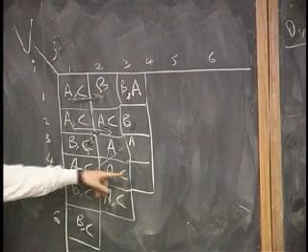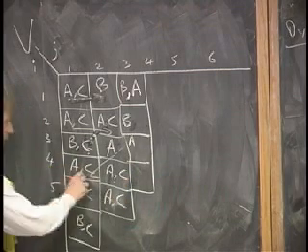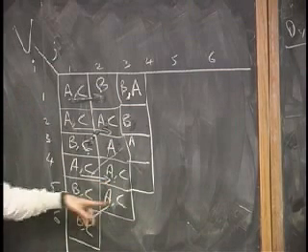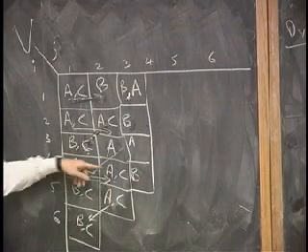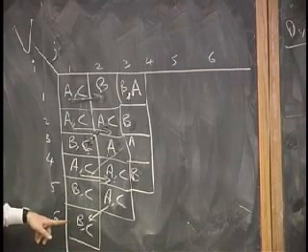Finally, this one, go to the left, go down diagonally, that's the first pair. You're going to work this way and work that way. ACAC gives you B. ACBC gives you, I think, A and C.